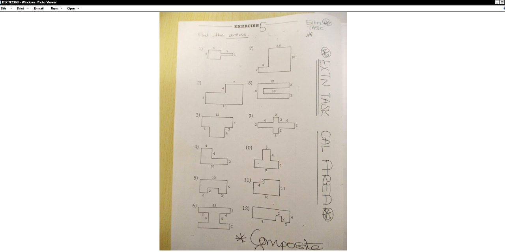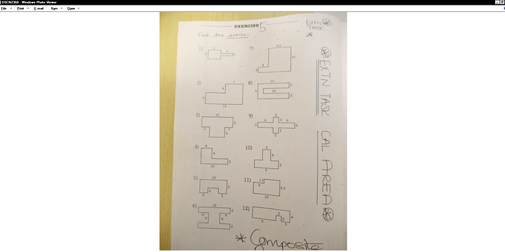We don't have a measurement for the bottom one here. How do you work out this measurement here? You do 3 add 3 is 6. Minus that from 12, 12 is 6. And 6 times by 4 is 24 on the bottom. That's it. So we multiply, add them up. Lovely.